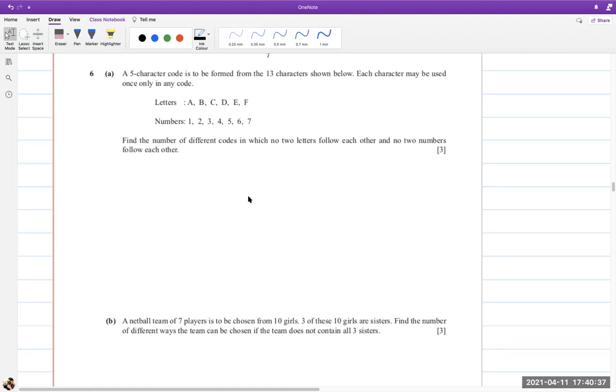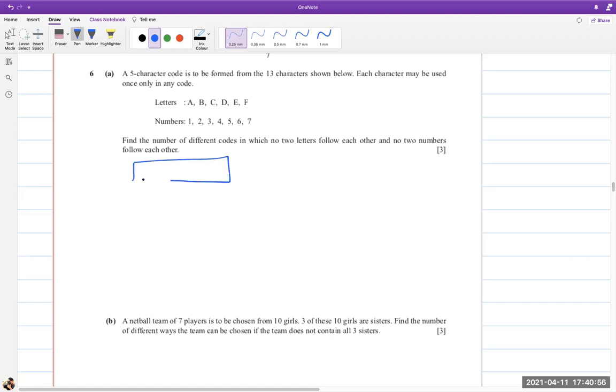It's saying a 5-character code is to be formed from 13 characters shown below. Each character may be used only once. So that means repetition is not happening. That makes it really easy. Find the number of different codes in which no 2 letters follow each other and no 2 numbers follow each other. Now we have to write a 5 character code from 13 characters.